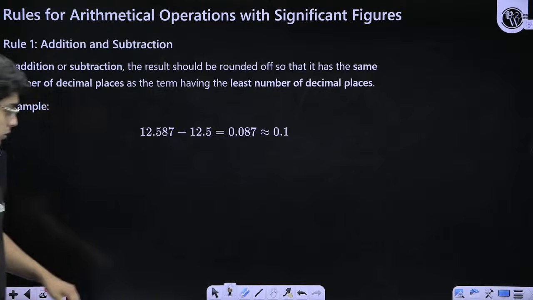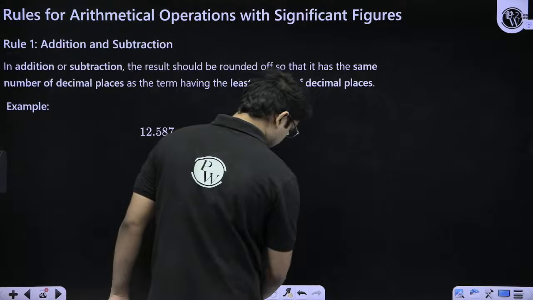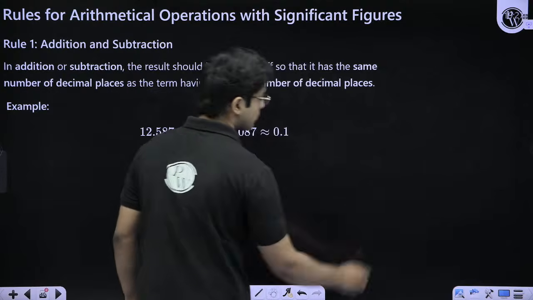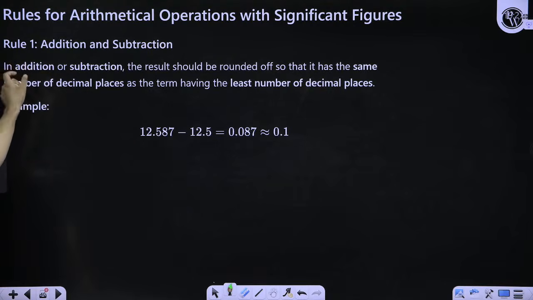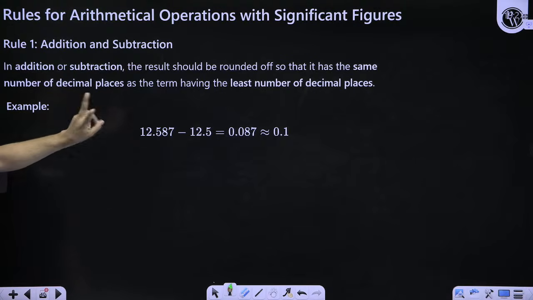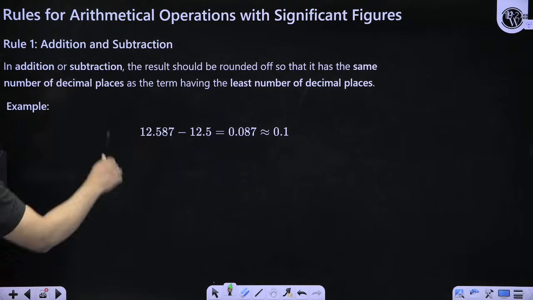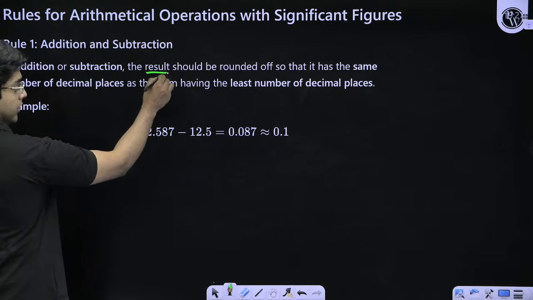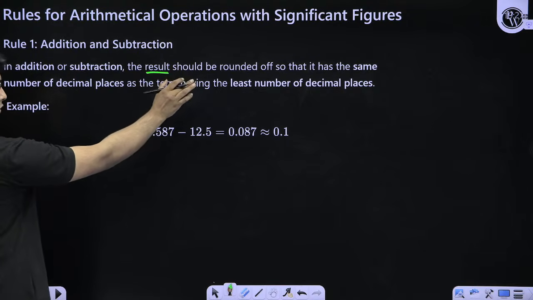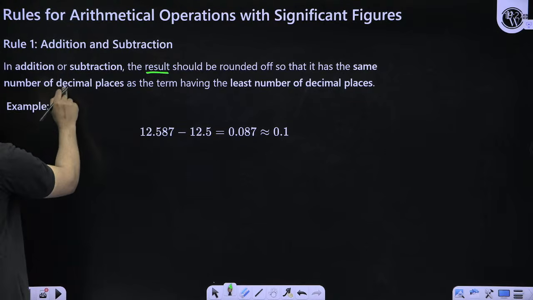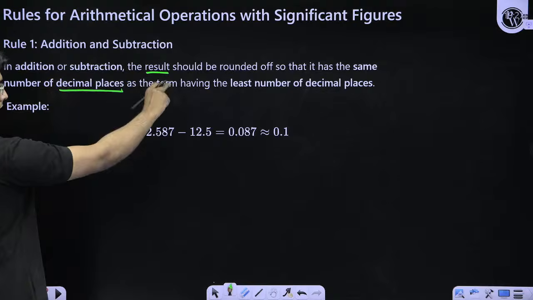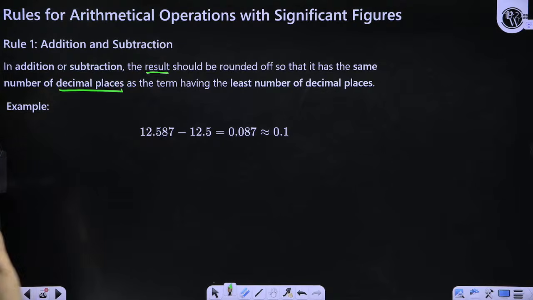So now there are some rules when it comes to adding and subtracting that should be kept in mind. This concept is also tested in NEET. So the rule is simple. If you are adding or subtracting two numbers, then whatever result you get, you have to round it off such that it has the same number of decimal places as the term having the least number of decimal places.